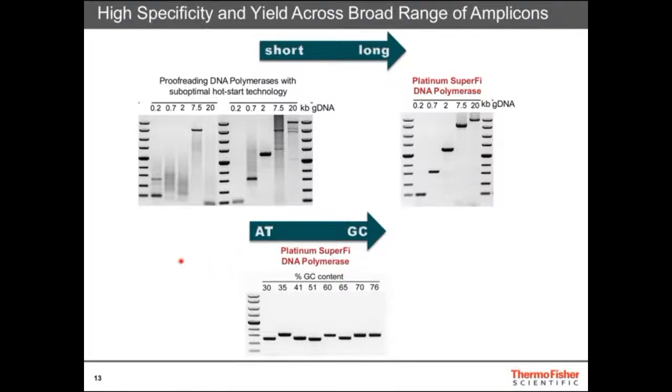Another concern that researchers have is either high AT-rich or high GC-rich content in their template. So in this, we amplified an increasing percent of GC content using Platinum SuperFi polymerase, and you can see even as we were getting to 76% GC content, we were getting very, very clean PCR.